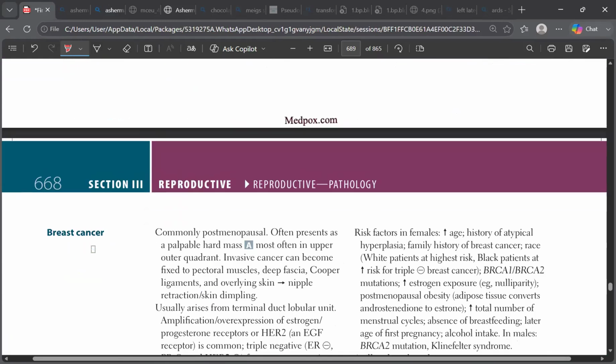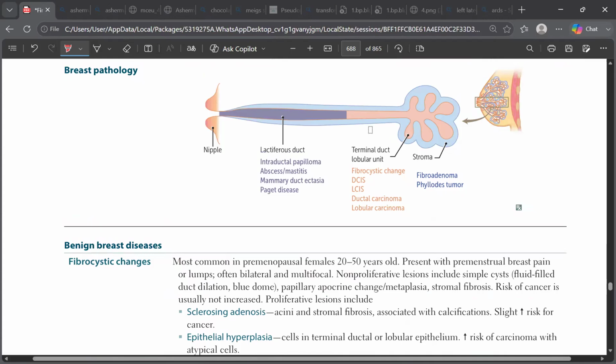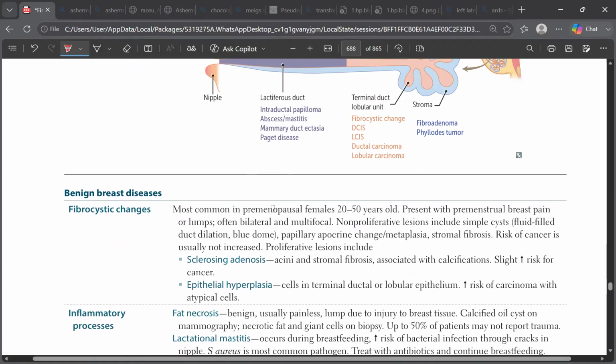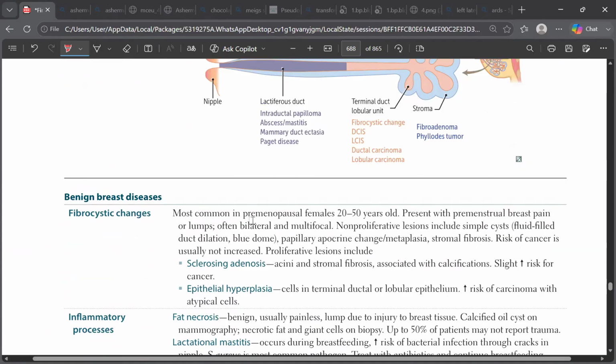First of all, there are benign breast diseases, and then there are malignant or other diseases. The benign breast diseases are, first, fibrocystic change, then inflammatory processes, benign tumors, and gynecomastia. Most common in premenopausal females, 20 to 50 years old, is fibrocystic change, which presents with premenstrual breast pain or lumps, often bilateral and multifocal. Non-proliferative lesions include simple cysts, fluid-filled duct dilation, blue dome, papillary apocrine change or metaplasia, and stromal fibrosis. Risk of cancer is usually not increased. Proliferative lesions include sclerosing adenosis and epithelial hyperplasia.